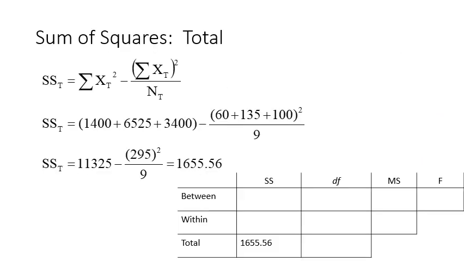So first is sum of squares total. Sum of squares total is going to be that 11,325 from the previous minus the 295 squared divided by our n total, which is 9, or 1655.56.